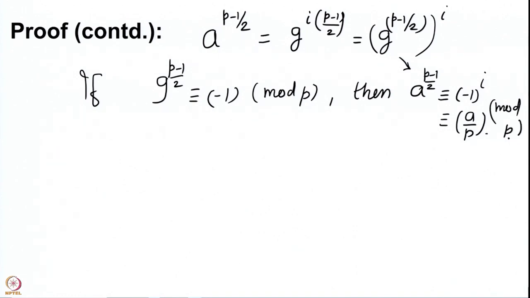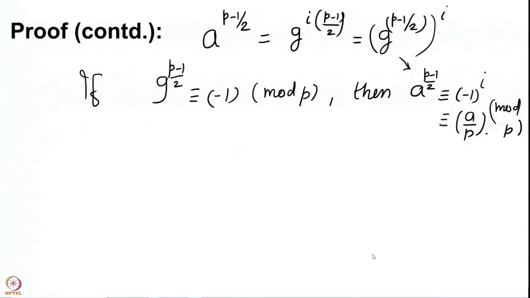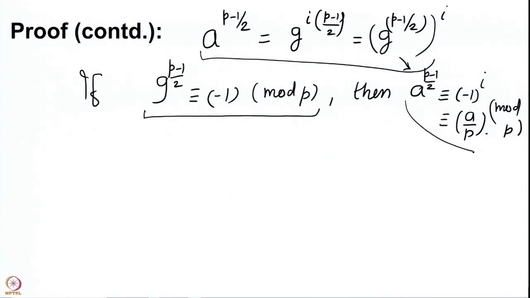So, when we have (a/p) equal to minus 1 to the power i, and once you prove this equality for g to the power (p minus 1)/2, then using this formula we will get directly that modulo p, a raised to (p minus 1)/2 is simply the Legendre symbol (a/p). So, what we need to show is that g to the power (p minus 1)/2 is not equal to 1 in the group U_p.